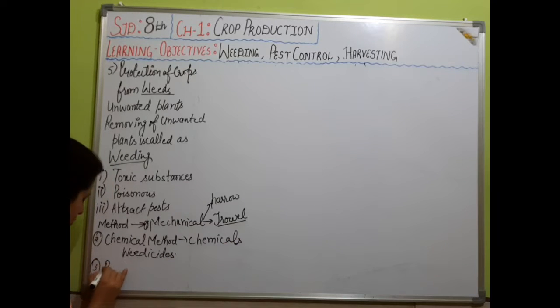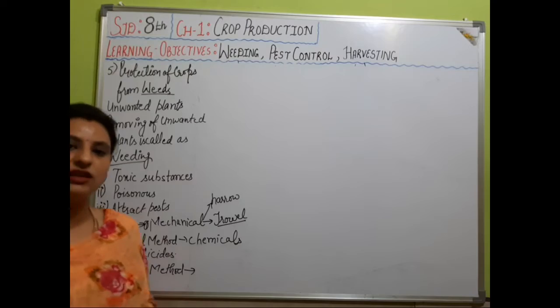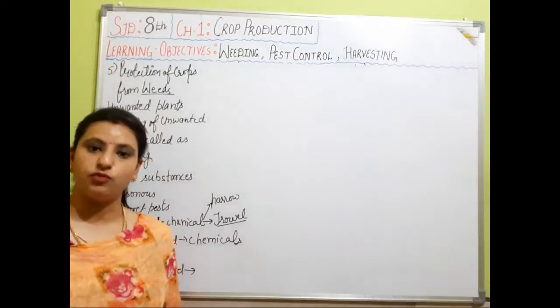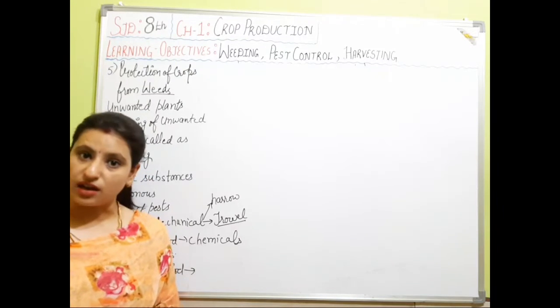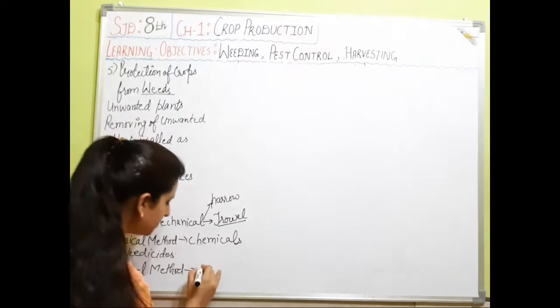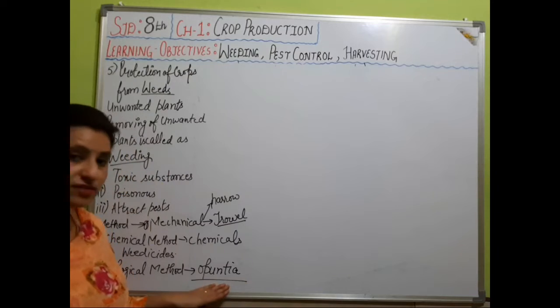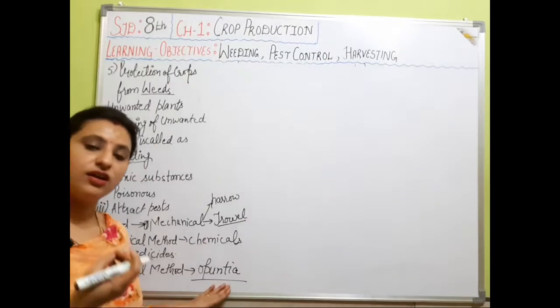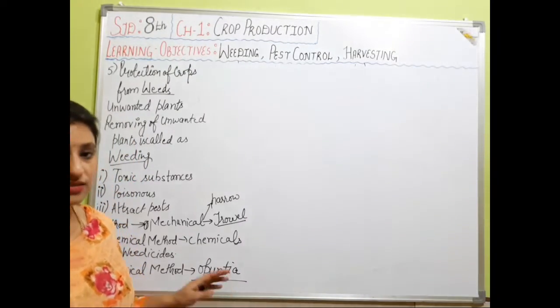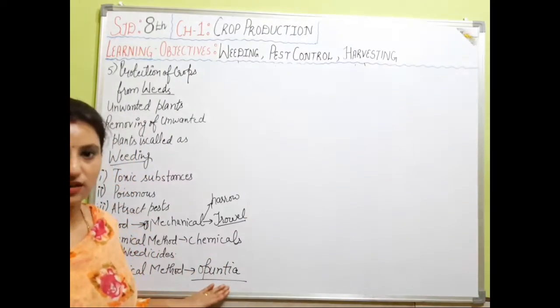The third method is the biological method, in which we use some natural things. Sometimes some insects are very helpful in controlling weeds. For example, the cochineal insect is used in Tamil Nadu to control the weed Opuntia, which is also called prickly pear. This weed is eaten up by the cochineal insect. How surprising that this insect does not eat the crop plants, but only eats the opuntia, the prickly pear.